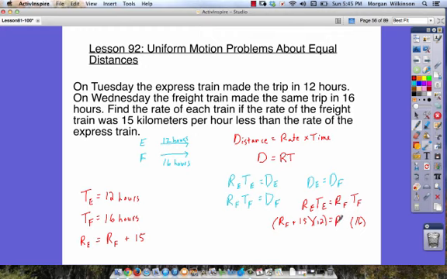And then we have the rate of the freight train. That's the unknown. It says find the rate of each train. Well, first we'll find the rate of the freight train. Then we'll find the rate of the express train by adding 15 to the rate of the freight train. If you have to take a moment in order to write some of this down, please do, because I'm going to erase everything on the left-hand side so we have room to work.